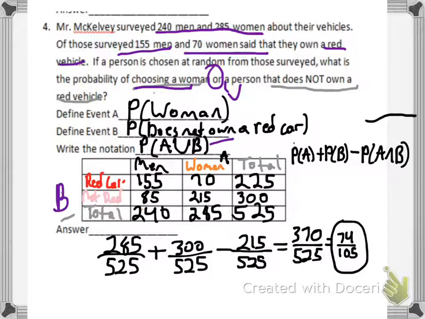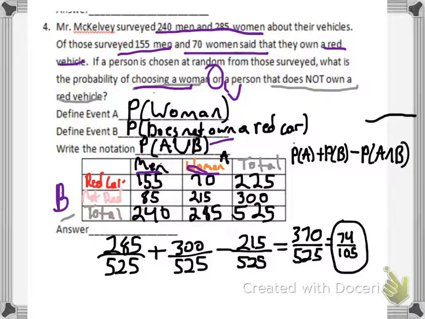Probability of A is probability of choosing a woman, and probability of B is does not own a red car. Now we got to fill out our frequency table first. I got men and women, and I know that's a total of 285, and for women 240 for men.